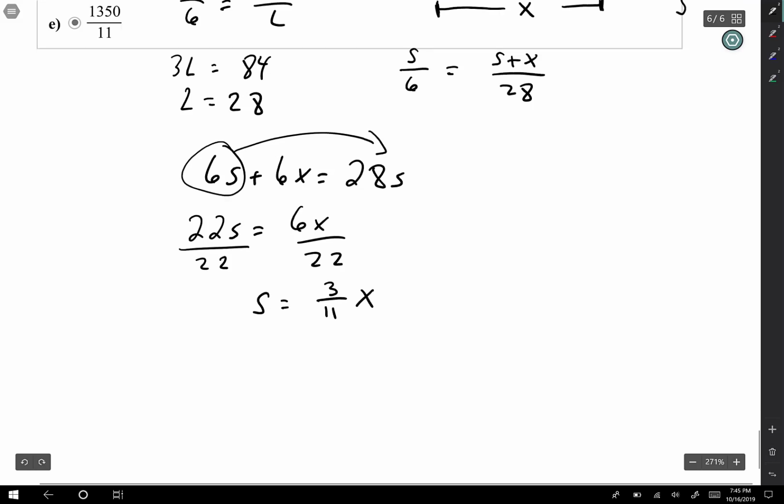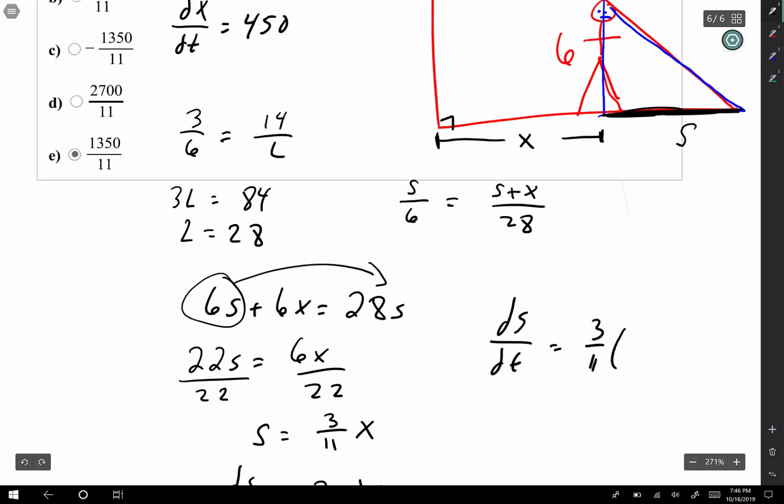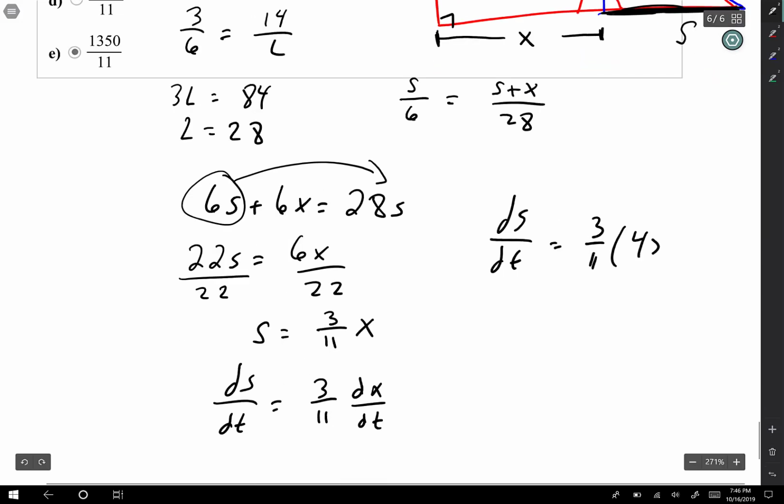Now I'll just take a derivative. So ds/dt equals 3 over 11 dx/dt. So that's it, there it is. My speed, ds/dt, of the shadow is 3 over 11 times the speed that the man is walking. He's walking at 450. I take my little calculator, and yeah, you can probably do it by hand, but I'm just going to use my calculator. And I get 1350 over 11.